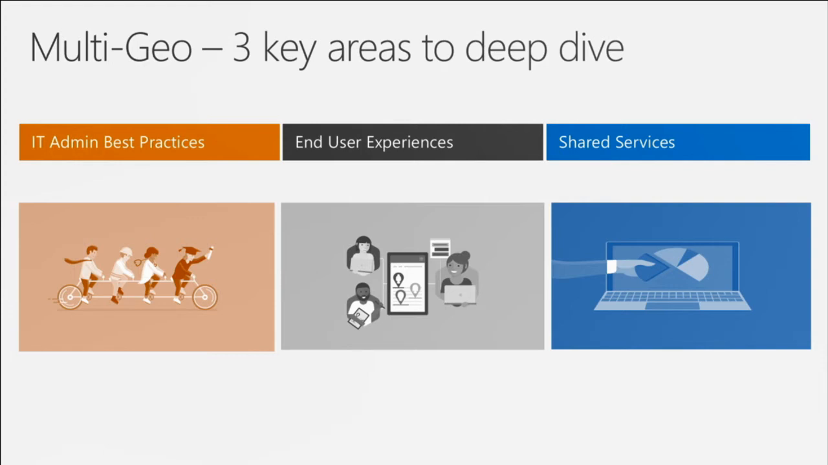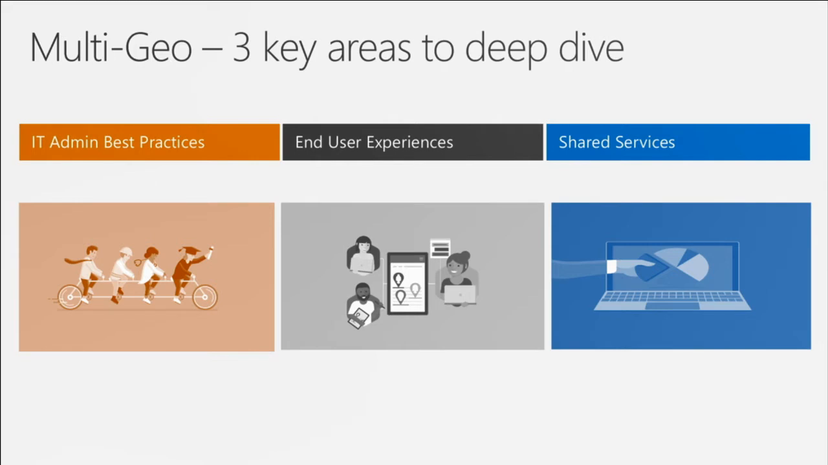The second one is around end user experiences. What will the end user experience look like? Do they now have to know the mailbox server name for each geolocation, or the OneDrive URL for each geolocation, to access the resources in that geo, right? That is the second set of areas.